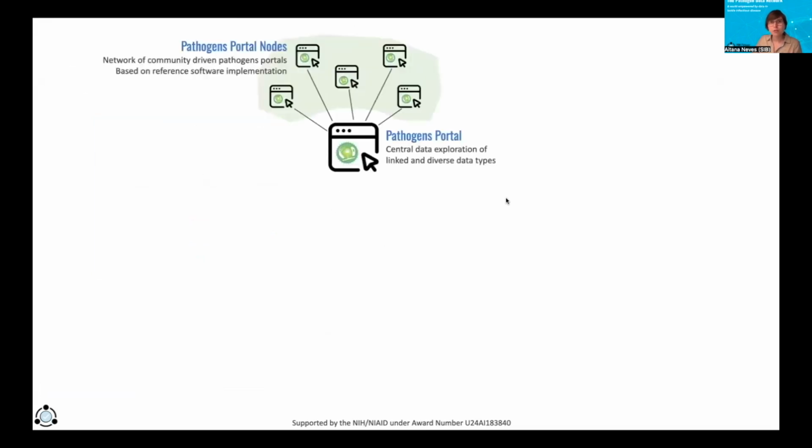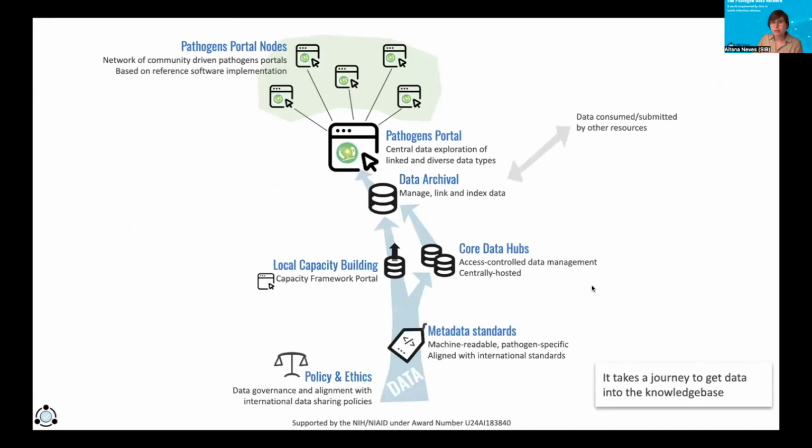So this is actually just the tip of the iceberg, because to actually get data available on those knowledge bases, it takes actually a journey. Metadata standards are extremely important to ensure first that they are machine readable and to ensure that they are also aligned with international standards. So we have really activities around this for specific pathogens that we prioritize.